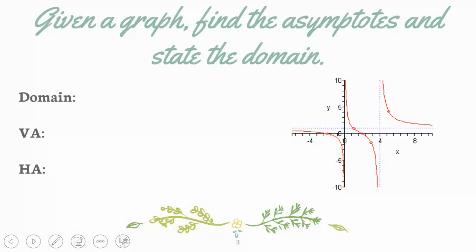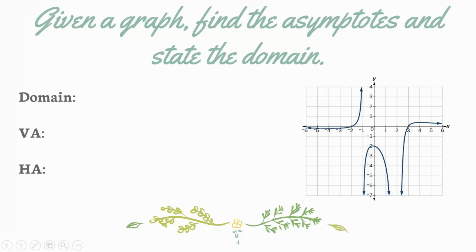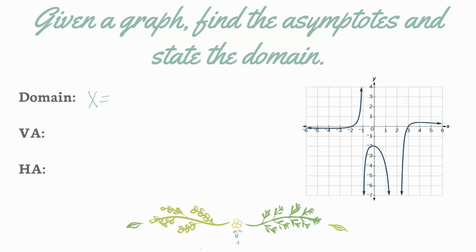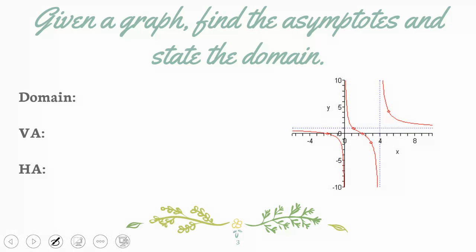So here's our first question. Given a graph, find the asymptotes and state the domain. Remember that the domain excludes the values that cannot be part of the graph. That's where the asymptotes are. So it looks like I have an asymptote at x does not equal 0, and I have an asymptote at, oh, hold up, I'm on the wrong graph. Here we go. At x does not equal 0 and at 4. Remember that when we state the domain, it's all of the values except the ones where the asymptotes are, where the graph does not exist.